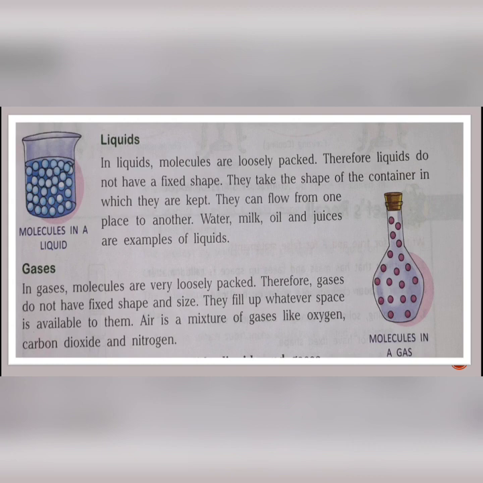And in case of gases, the molecules are very loosely packed, as shown in this picture. That's why they don't have any shape and size, and they occupy whatever space is available to them. Air is a mixture of gases like oxygen, carbon dioxide and nitrogen.